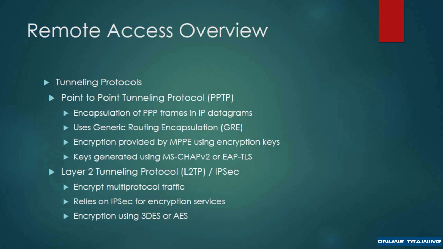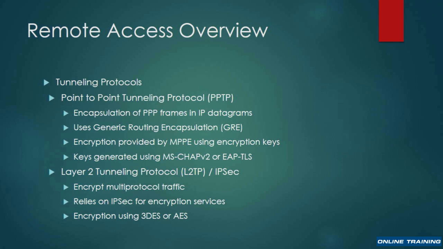So what are those protocols? Well, we do have 4 different choices for tunneling protocols in Windows 10. Point-to-point tunneling protocol is available. The encapsulation of PPP frames in IP datagrams is using what's called GRE, or generic routing encapsulation. This has long been a standard form of encapsulation for VPNs.